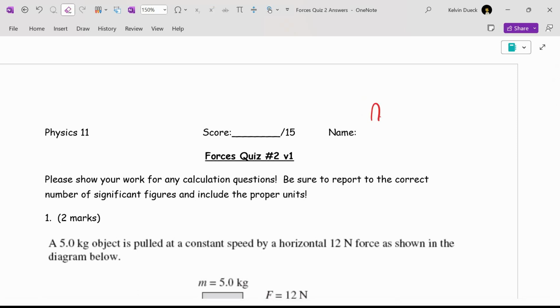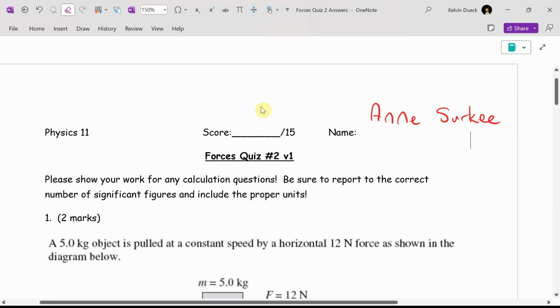So quiz 2, who's my favorite student? Good old Anne. Most of these involved friction or air resistance, which honestly, Colby, you can kind of think of as air friction. I kind of do sometimes.